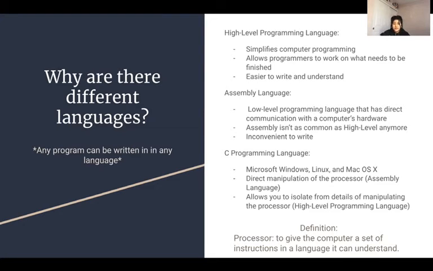C programming language falls under Microsoft Windows and all these other companies that use it. It is the direct manipulation of the processor, and it allows you to isolate yourself from details of manipulating the processor. So you get a little bit of high-level programming language and a chance to work in assembly language, which is why it's popular among many companies.